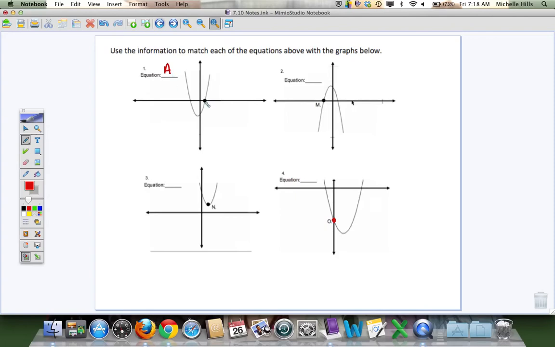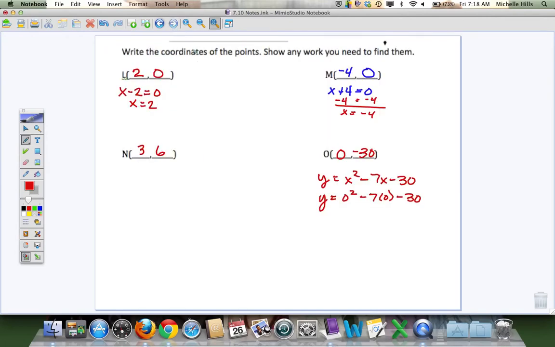Now, they're asking me for this intercept. I just said it crosses at negative 4 and positive 2, so L must be the point positive 2, 0. And I would get that with the x minus 2 equals 0 and then solving it.